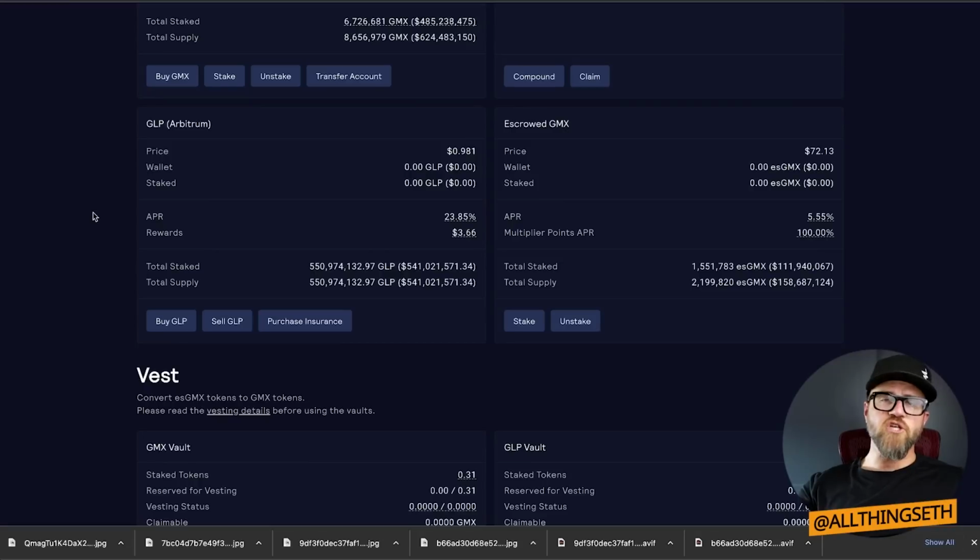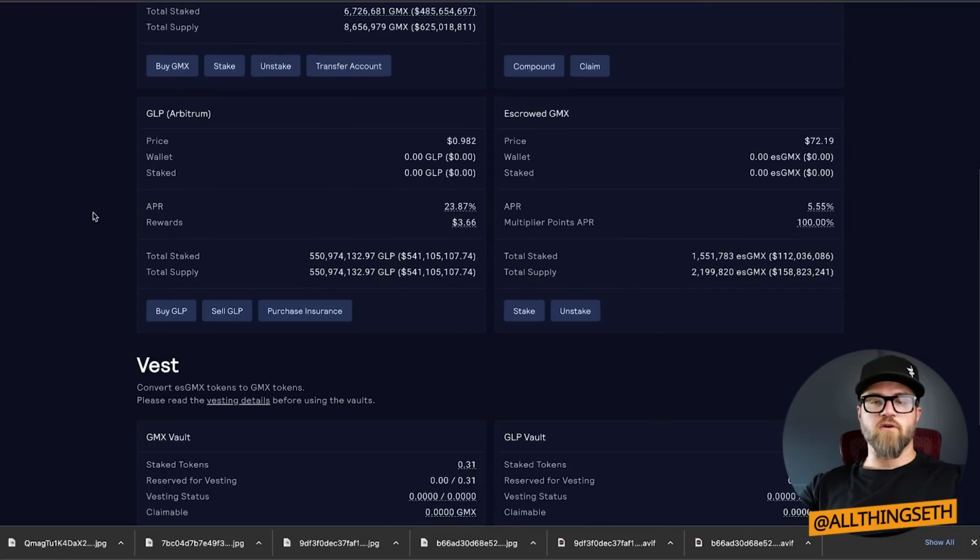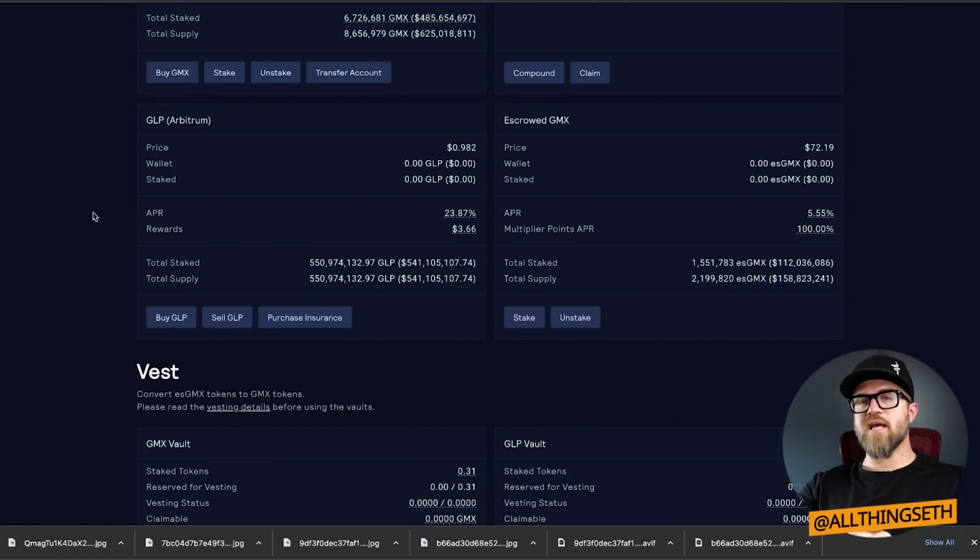GLP is made up of 50% blue chips and 50% stables. The majority of GLP is made up of Ethereum and Bitcoin, and the other 50% is made up of USDC and similar, DAI and USDT that I mentioned earlier. The cool thing about GLP is 70% of all fees that are made in the trading platform, the fees that are collected from liquidations, from swaps, from holding onto leverage over multiple days, all of those are put into a pool. 30% go to the GMX holders and 70% go to GLP holders.